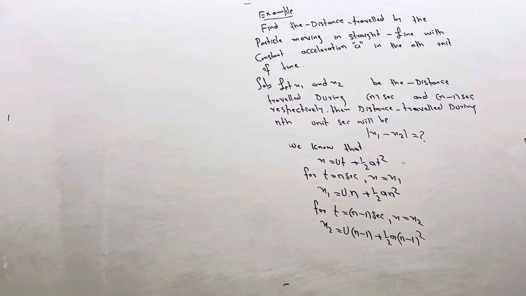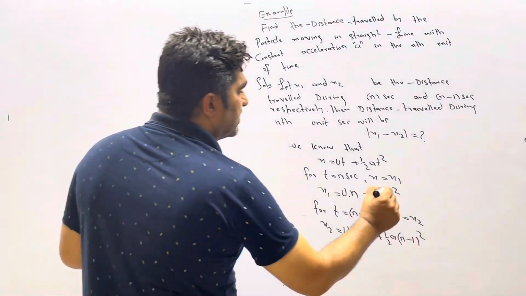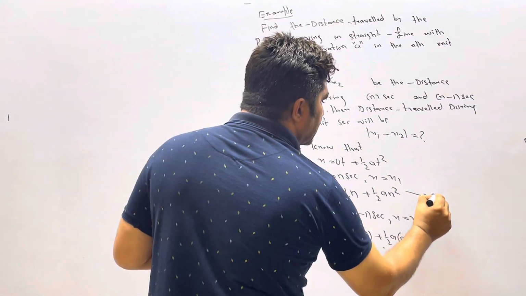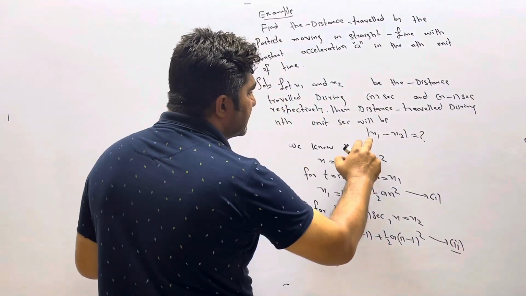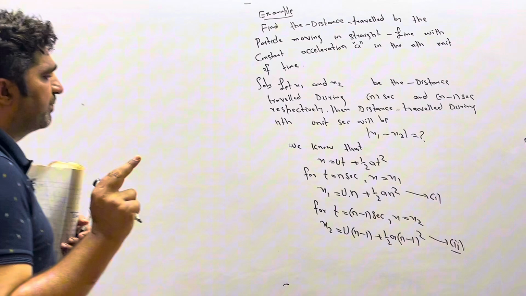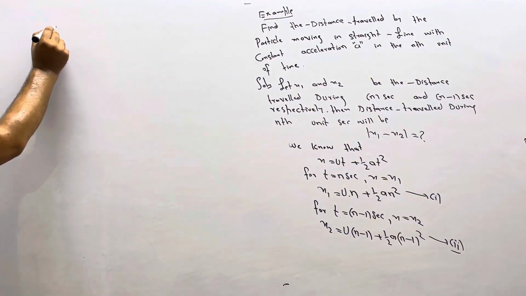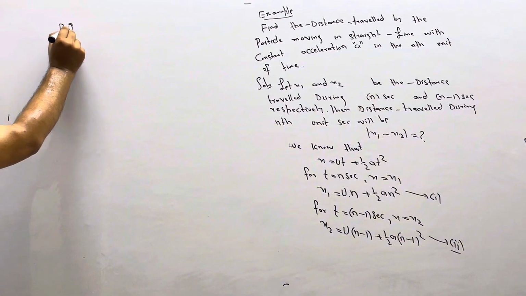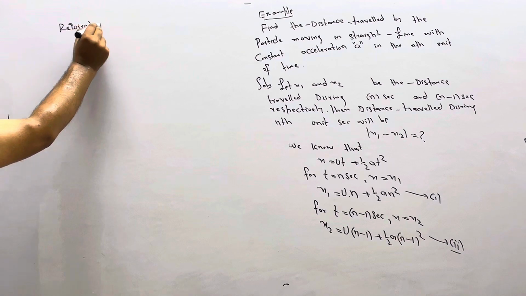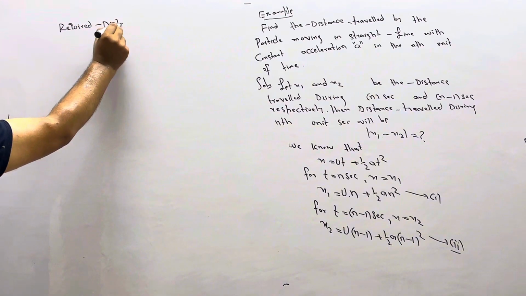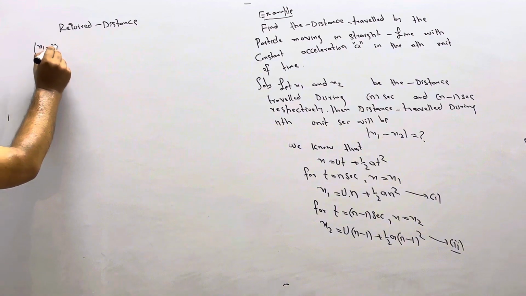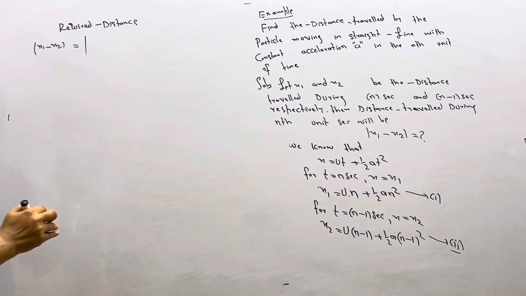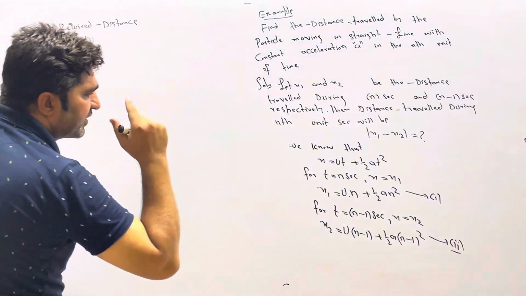So now, I can call it equation 1. I can call it equation 2. You know already, our required distance is x1 minus x2. So if I want to find out the required distance, that will be x1 minus x2. Okay, first of all, write down the x1 here.